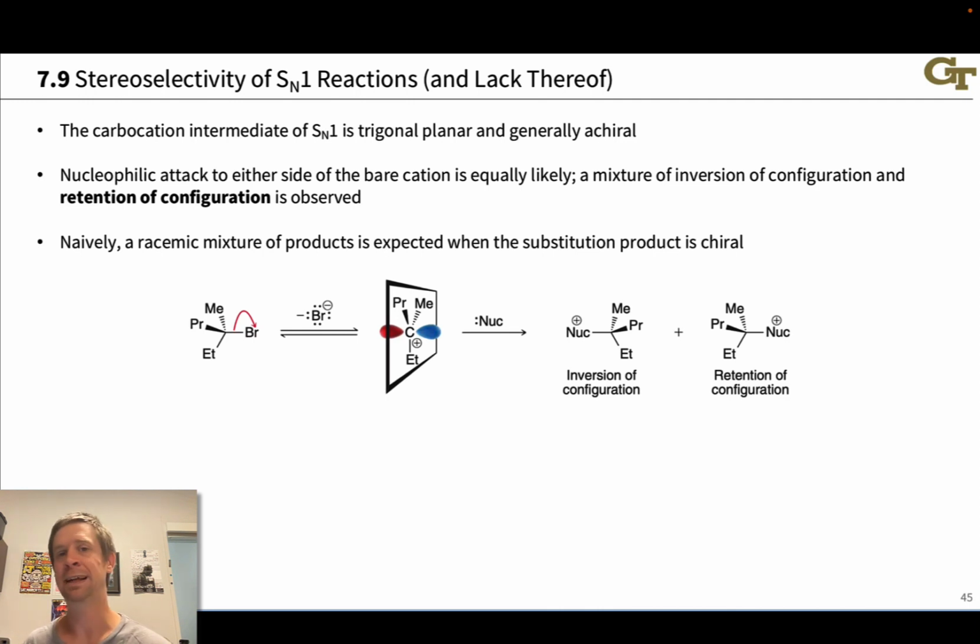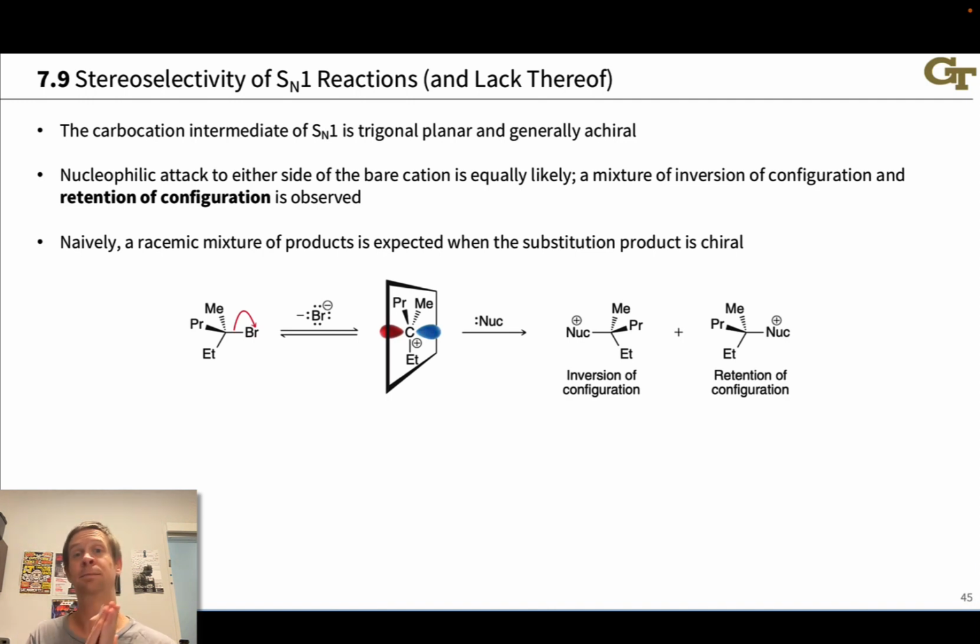And so we typically end up with a racemic mixture of enantiomers when a chiral product forms from an achiral starting alkyl halide. And even when a chiral starting alkyl halide is used, we often end up with a racemic mixture of two enantiomers. The basic reason for this is that the carbocation intermediate of SN1 is trigonal planar and flat. And this makes it generally achiral, assuming there's not another stereocenter somewhere in the molecule.